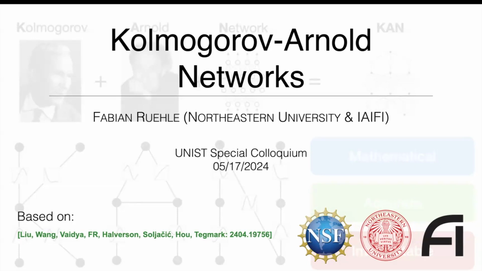As Rak said, I want to talk about Kolmogorov-Arnold networks, which is some type of computational graph or a neural network architecture that we put forward together with mostly colleagues from IFI and appeared in this paper here last month.